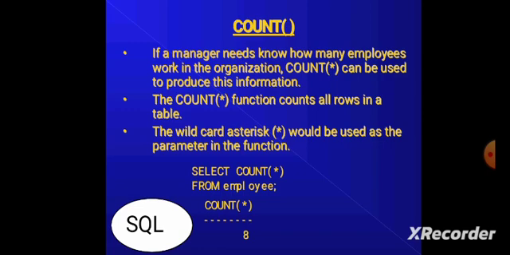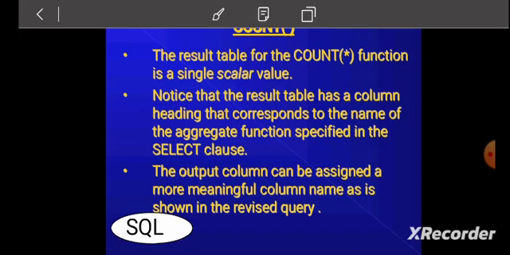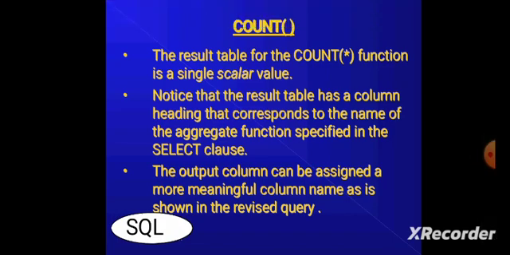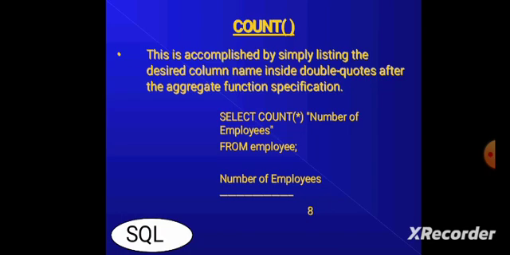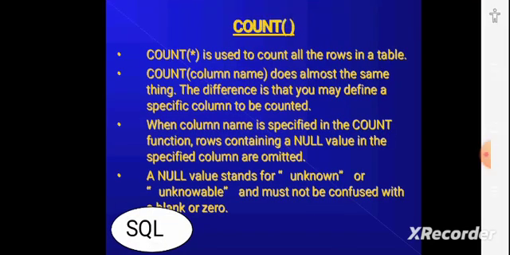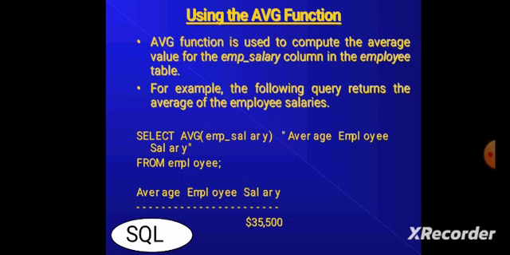So what is the difference between the count function and the count star function? The count function is used to count the number of values in a column, but the count star function is used to count the number of rows of the query result. So this is the main difference between the count and the count star function.